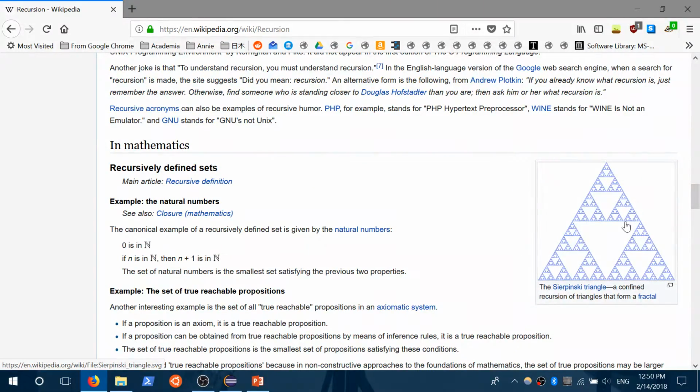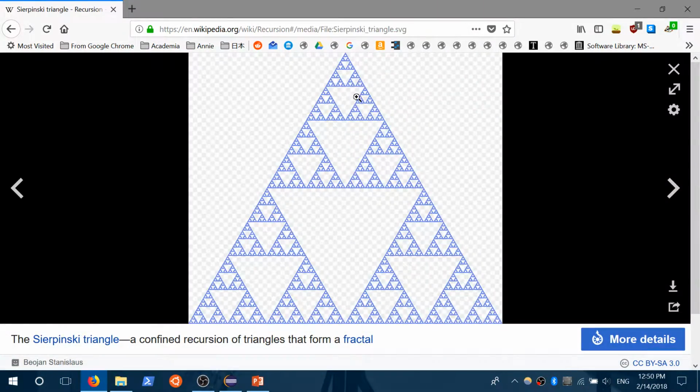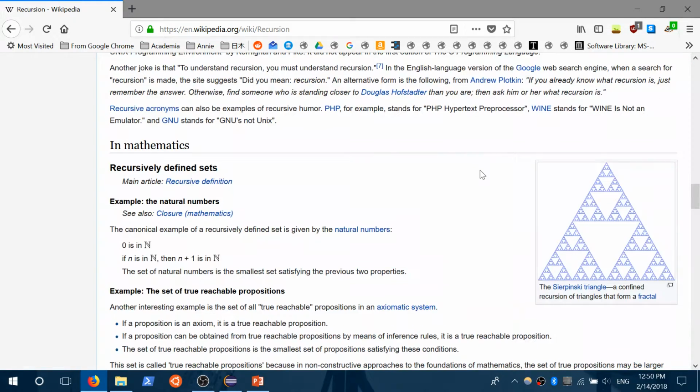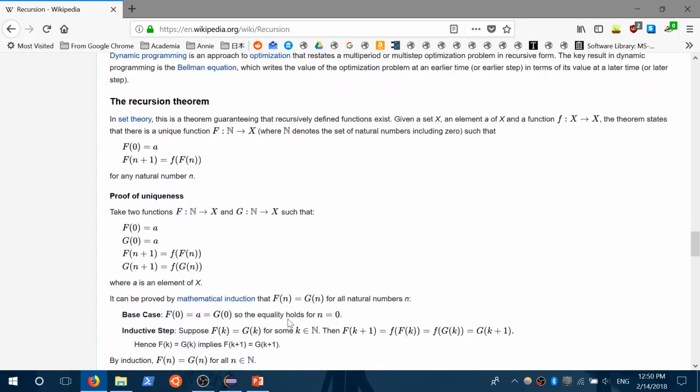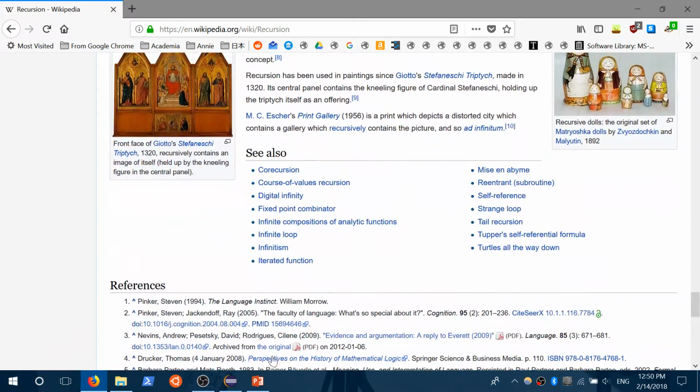Or the Sierpinski triangle, where basically each triangle is made up of three smaller triangles of itself. You can see how each triangle is made up of three smaller of those triangles. So there's a lot of cool art that you can do with recursion, and of course the Russian nesting dolls.